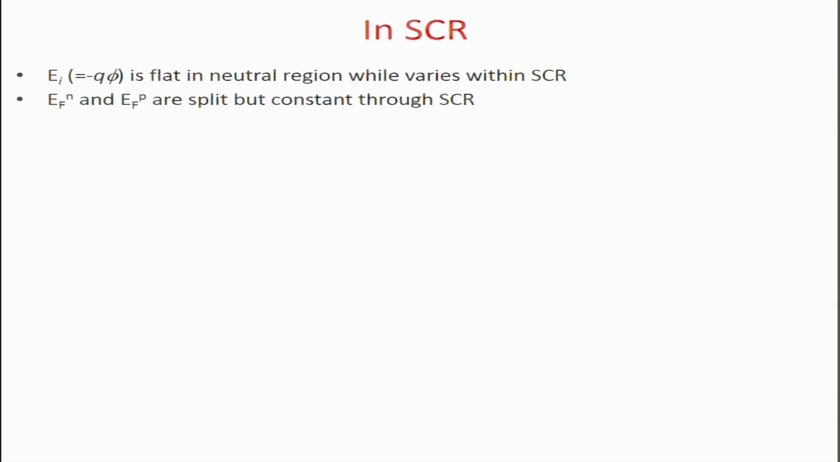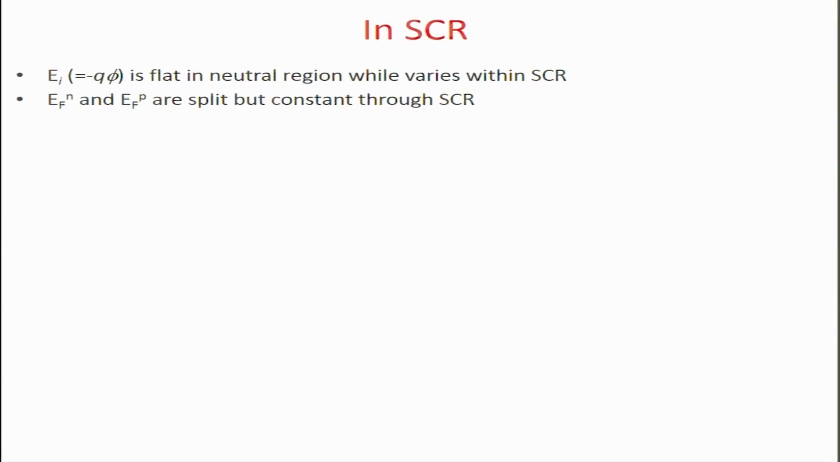So in the next, first we do the SCR analysis. We say that the intrinsic energy level is flat in the neutral region, but it varies within the SCR, and the Fermi levels on the P and N side, EFN and EFP, are split but constant throughout the SCR. So the situation is like this.